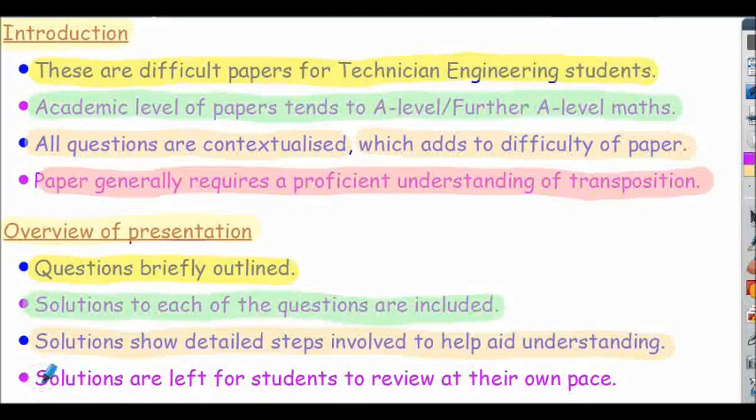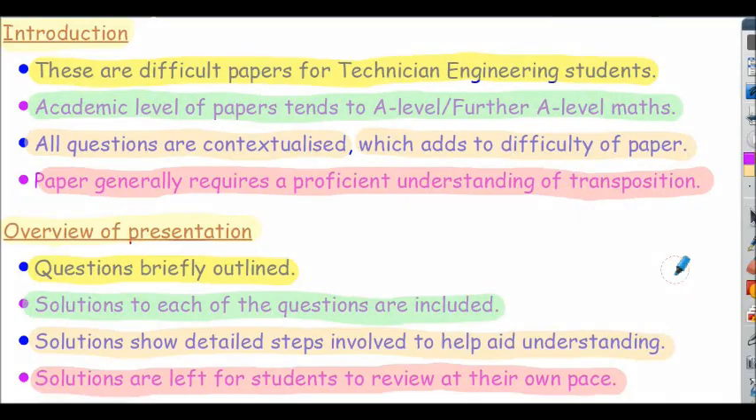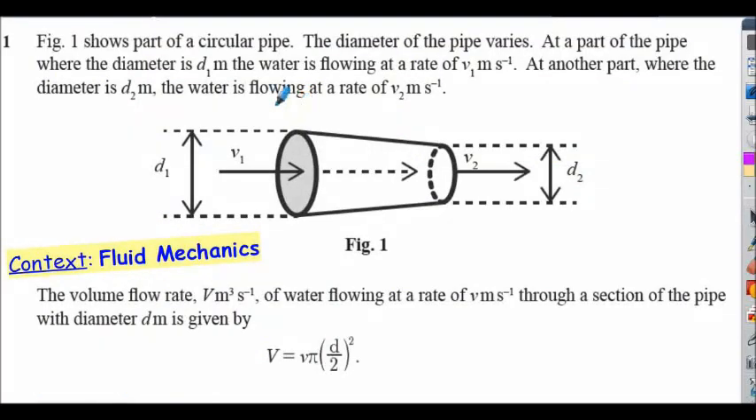I'll only briefly overview these solutions because essentially they're left for students to review at their own pace. As I say, the solutions are very laboured to try and highlight all the steps involved as the solution unfolds. So let's very briefly overview the questions.